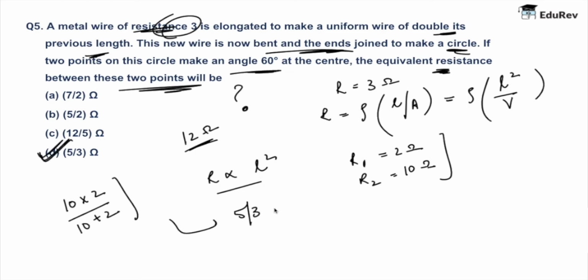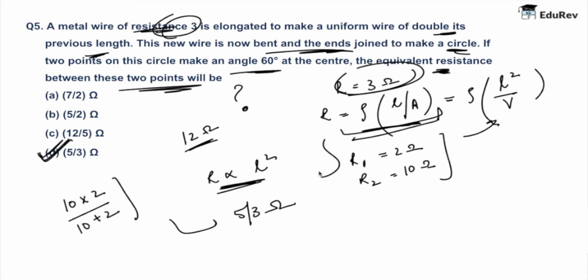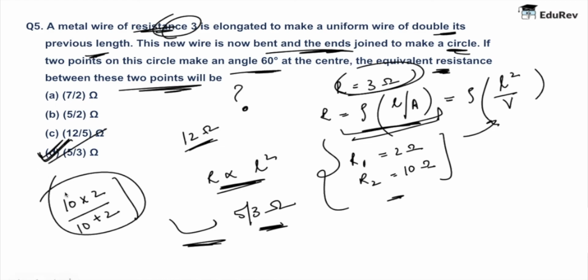It's simple. I'm going to just revise it again. Basically what I'm saying is that R is nothing but 3. Then we have written this formula in particular. I have manipulated this to this, and when I manipulated this, I found out that R is directly proportional to L square. Now R equals 12 ohm, which is the new resistance of the wire, whereas R1 is 2 ohms and R2 is 10 ohms. So the required resistance is going to be 10 into 2 upon 10 plus 2. That is going to be nothing but 5 upon 3 ohms, which is the answer.